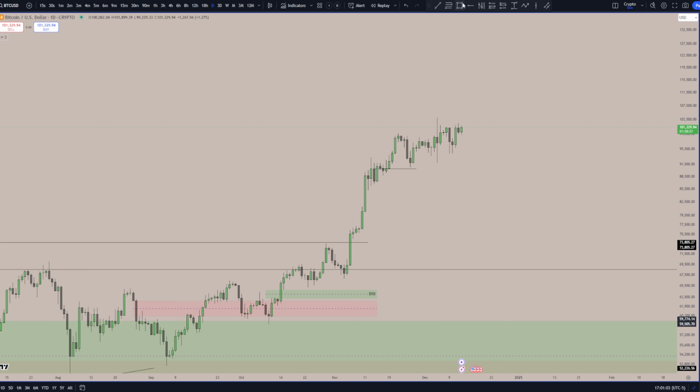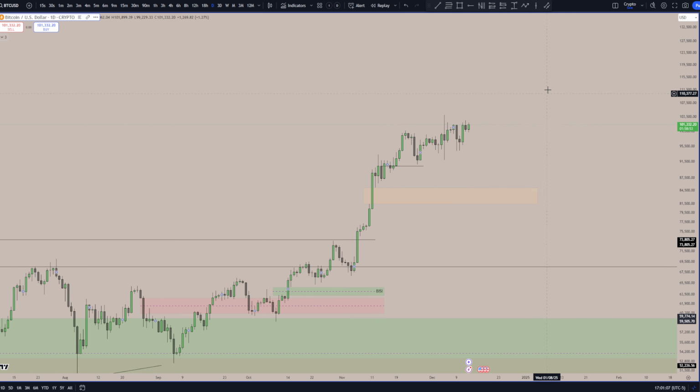It is a psychological level, and of course, market makers can trap people here. What I would prefer is more of a move like this, down into this area, kind of taking our time, and then continuing to push up higher.